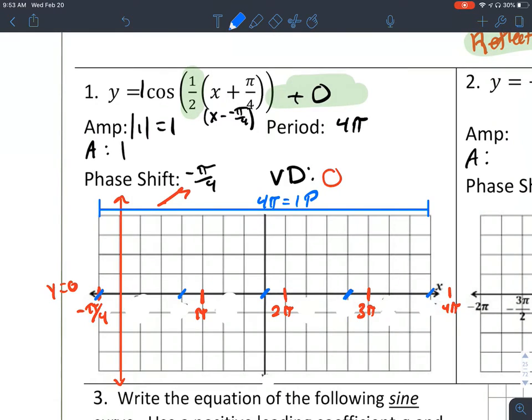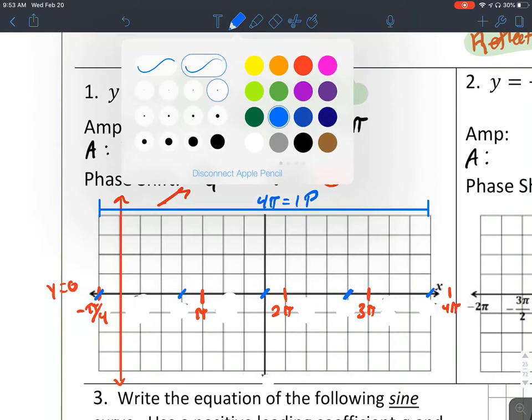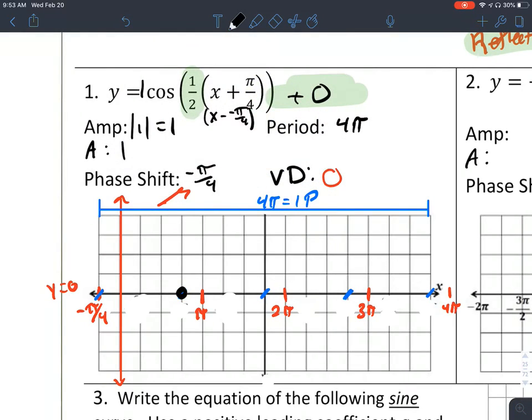Figure out where the period starts and ends, and then mark every quarter of the period. From memory, we should know that cosine touches the midline 1/4 of the way through the period and 3/4 of the way through the period. Cosine is above the midline at the beginning and end of the period. It's below the midline halfway through.